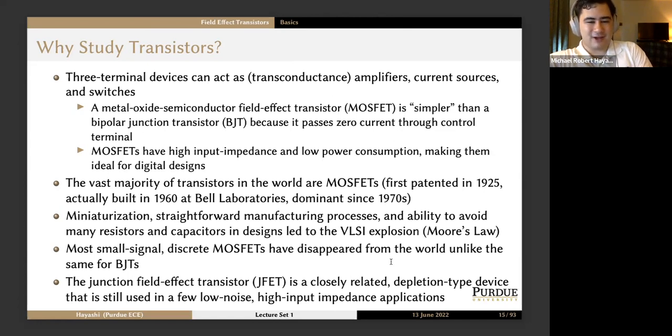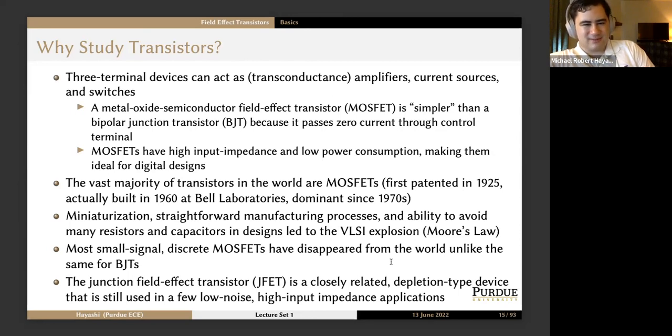Miniaturization, straightforward manufacturing processes, and the ability to avoid many resistors and capacitors and diodes have led to a VLSI explosion. VLSI is very large scale integration, the ability to pack over 1 billion transistors into a given area. And we call this sort of exponential growth of the number of transistors in a given area Moore's law.